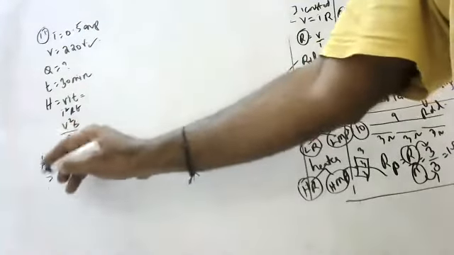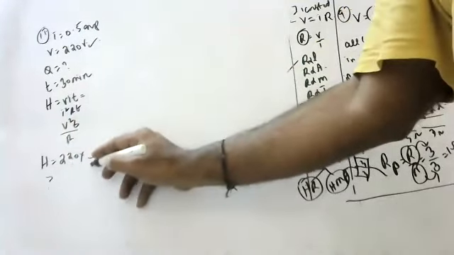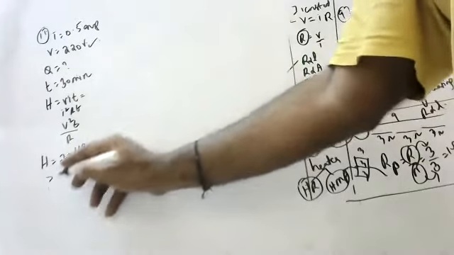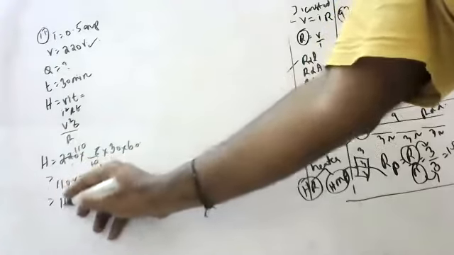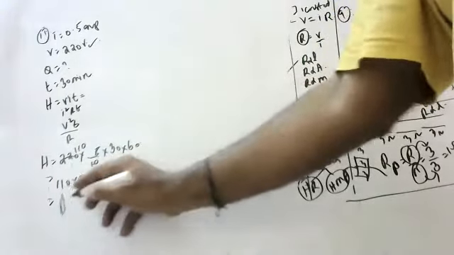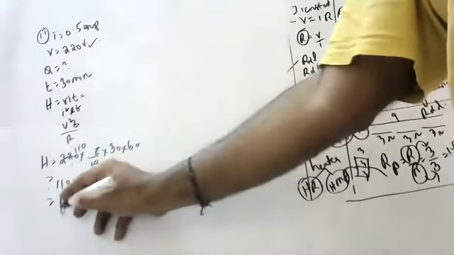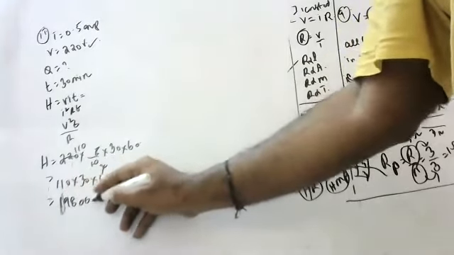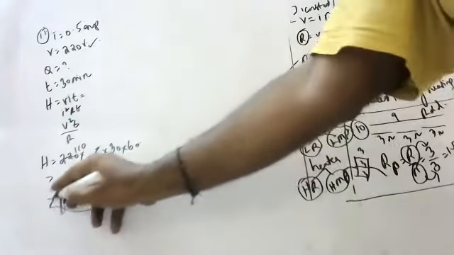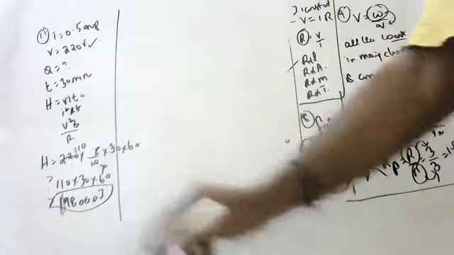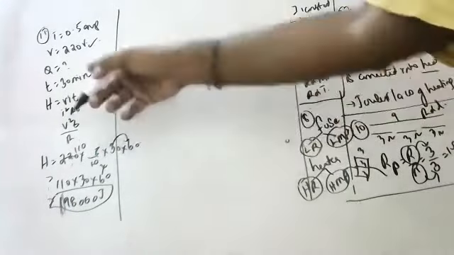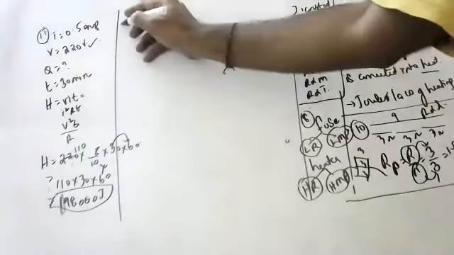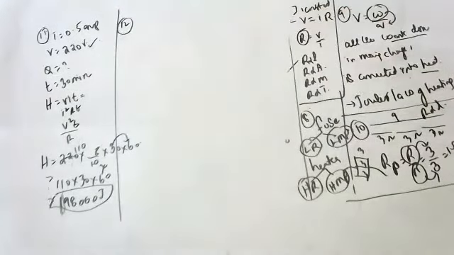If you remove this 0, 2s are 110. So 110 into 30 into 60. So 11 into 3 is 33, into 6, 198, so 198,000 joules. This is the answer, children. So why did you multiply by 60 again? Minutes to seconds. They gave in minutes. If you want joules, it should be in seconds.